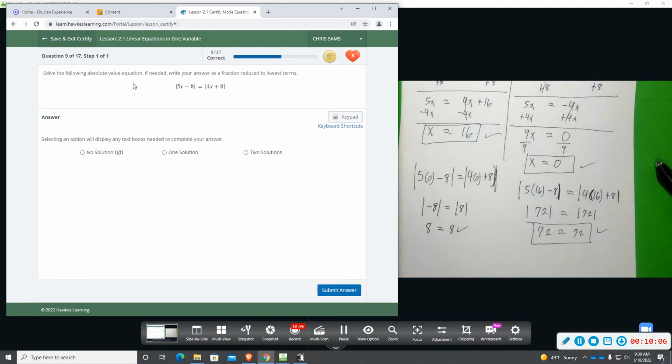We got 2 solutions, and that's most common for absolute value problems. 0 and 16. It doesn't matter what order you put them in as long as you get them both.